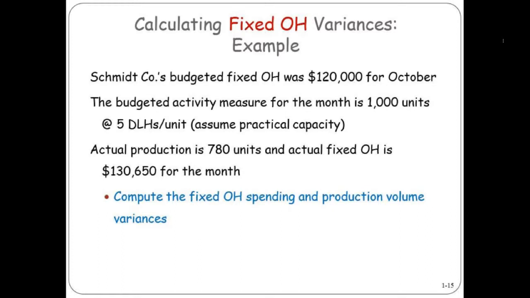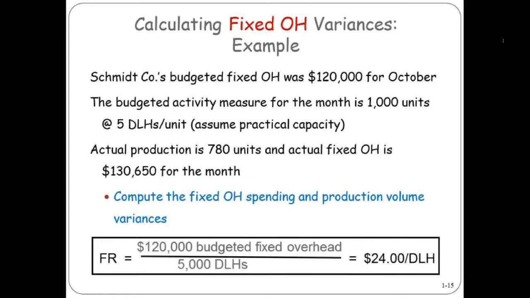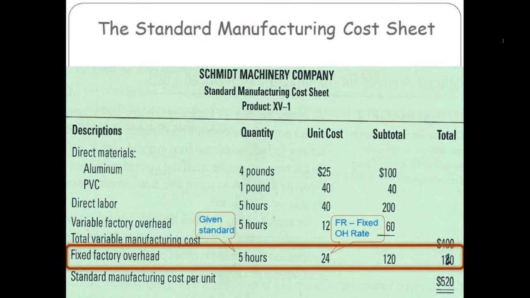Now we'll compute the variances. First thing you have to do is identify the cost per direct labor hour. So they use the budget of 5,000 here, 1,000 units times 5, and they use the budget of 120,000 total cost. So they're expecting $24 per direct labor hour to be their fixed cost that they're going to apply. And this just shows that.